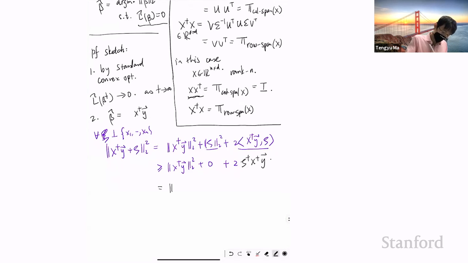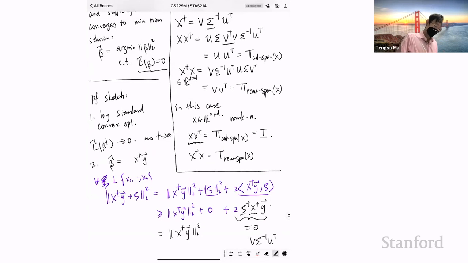And I claim that this is equal to the 2 norm of x pseudo inverse y back, because this is 0. And why is this 0? I guess this is actually a good way to practice what I had. So x pseudo inverse is v sigma inverse u transpose. Sorry, pseudo inverse is v sigma inverse u transpose. So the column span of x pseudo inverse is the same as the row span of x, right?